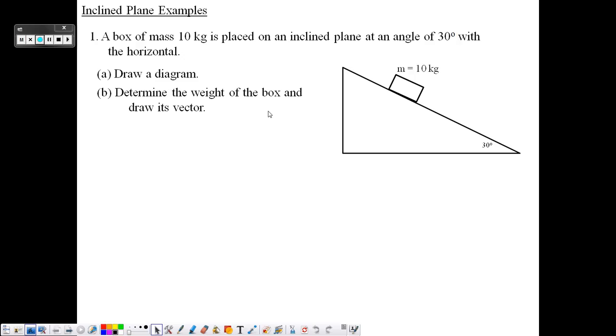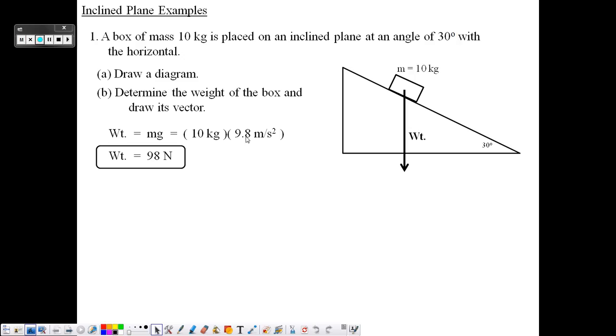Part B, determine the weight of the box and draw its vector. The vector will be drawn straight down, and the magnitude of this vector can be found by m times g, which will be 10 times 9.8 or 98 newtons.